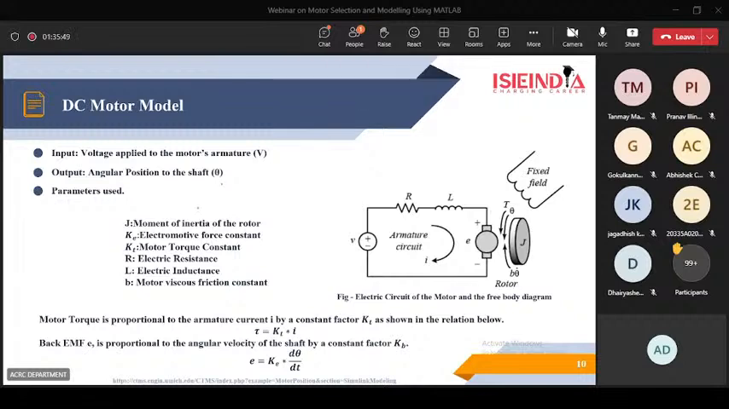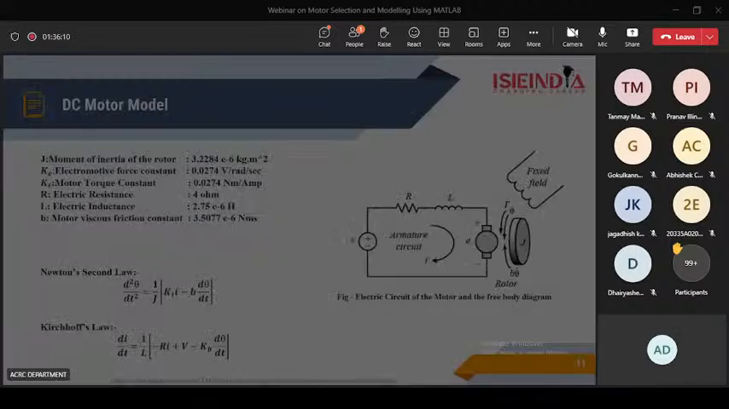So I will talk about a basic thing here, how we do the dynamic modeling of the motor. Here I can see that this one is the torque and theta is the angular position of the rotor. Coming to the next slide.